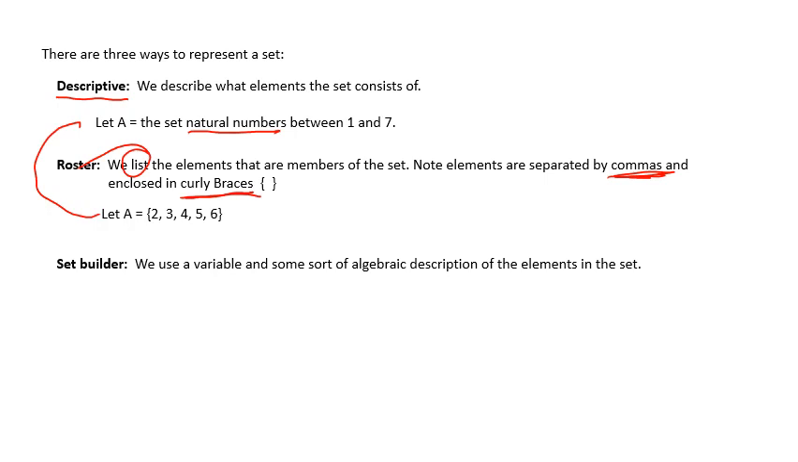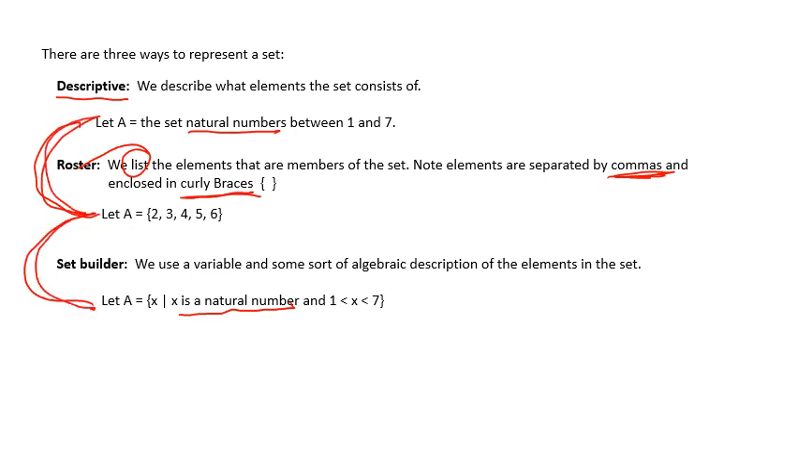Set builder notation. We use a variable and some sort of algebraic description of the elements in the set. For example, we're going to say A is the set that consists of natural numbers between 1 and 7. So this is the way we'd say it. X is a number such that X is a natural number and X is between 1 and 7. So I'm actually describing the same set 3 different ways. Descriptive, describing it. Listing the elements, the roster method. And then kind of an algebraic description of it.